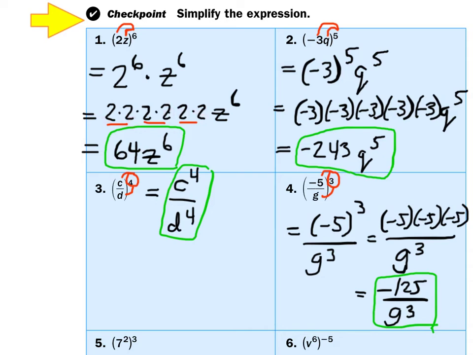Well, 2 times 2 is 4. 4 times 4 is 16. 16 times 4 is 64. So I have 64z to the 6th power.